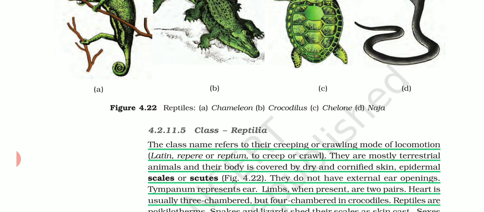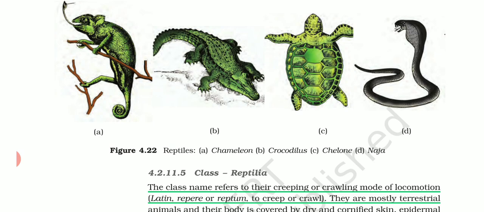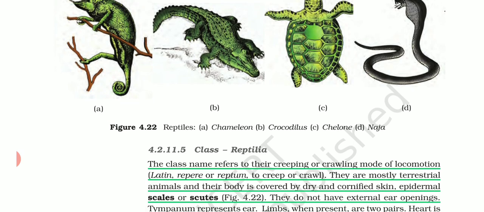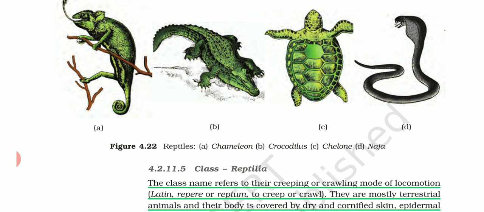Most of the reptiles can creep on the ground and they move from one place to another by crawling. So they are not living in water, they are terrestrial. Earlier, amphibians were living both in water and on land. But these reptiles have adapted to live on land, so they have terrestrial conditions.